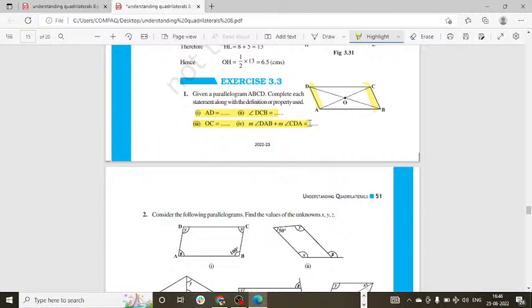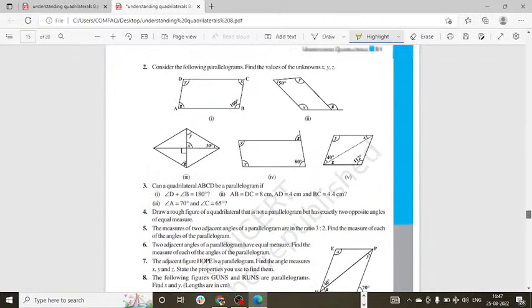Now let's move on to the last one, the measure of angle DAB and the measure of angle CDA. Adjacent angles are always supplementary to each other. These are the adjacent angles, so they are supplementary. Okay, so let's move on to this one.